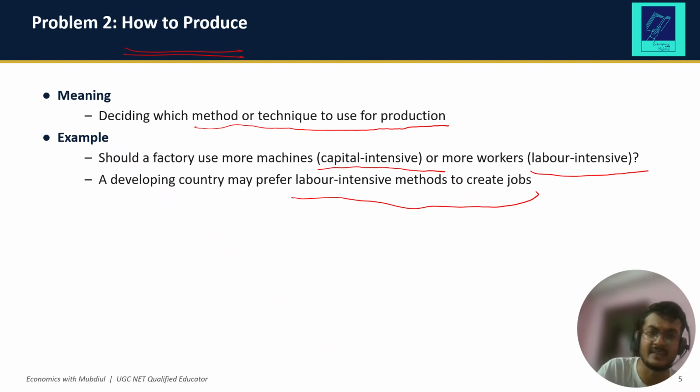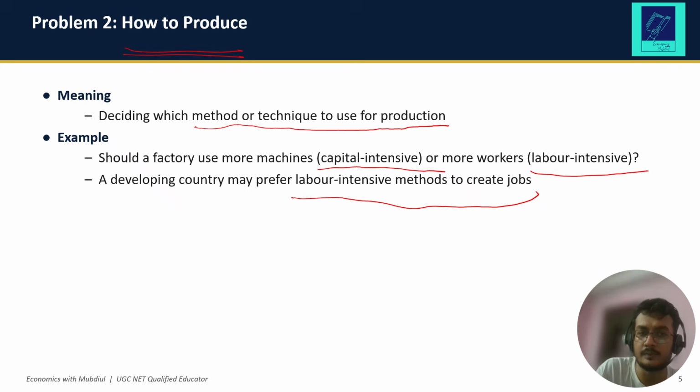Now let us take another example. Imagine there are two restaurants. Restaurant A employs people to take orders, prepare food, serve customers, and collect payments. Restaurant B uses digital ordering, automatic kiosks, machines, and self-service systems.